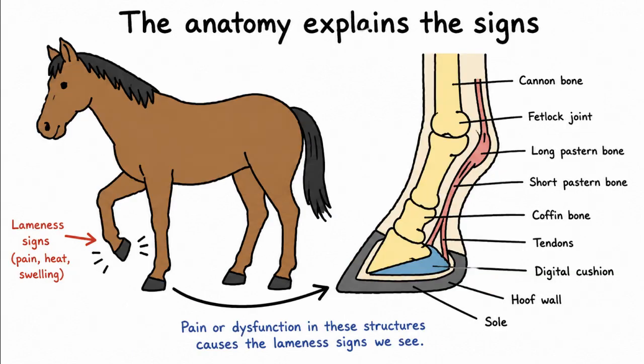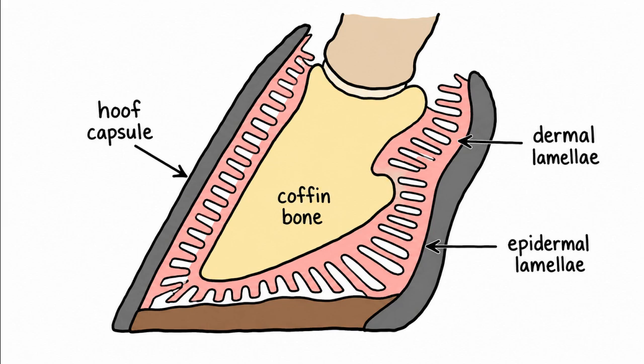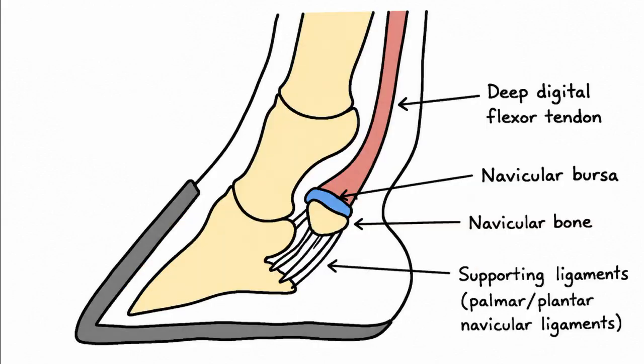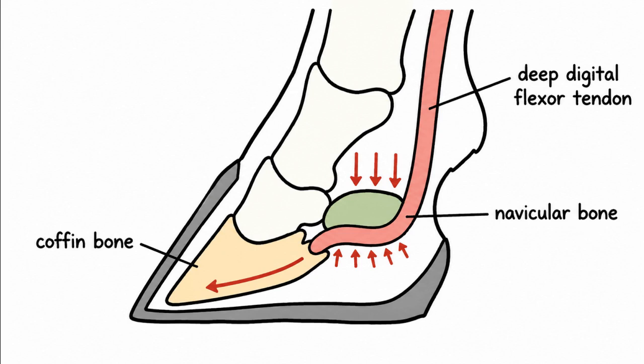The anatomy explains the signs. Interlocking dermal and epidermal lamellae suspend the coffin bone inside the hoof capsule. In laminitis, these attachments weaken, allowing rotation or sinking. The navicular bone, navicular bursa, deep digital flexor tendon and supporting ligaments form the podotrochlear apparatus. The navicular bone distributes pressure as the deep digital flexor tendon turns toward the coffin bone.